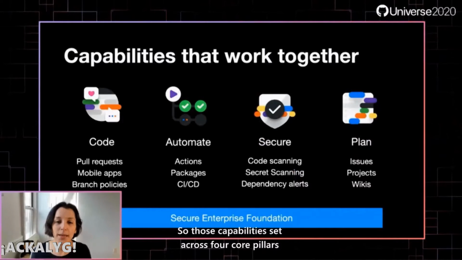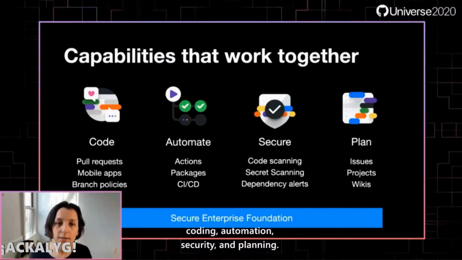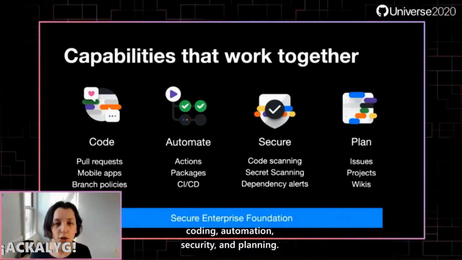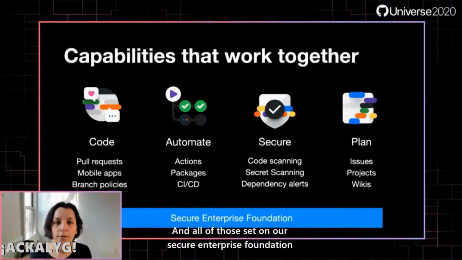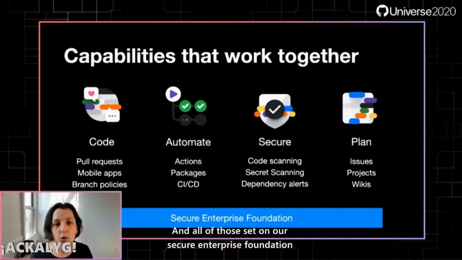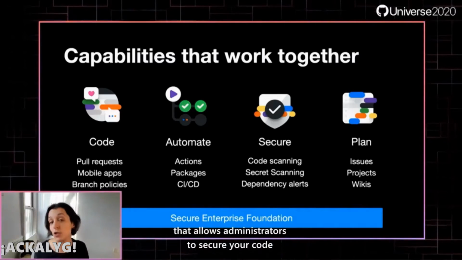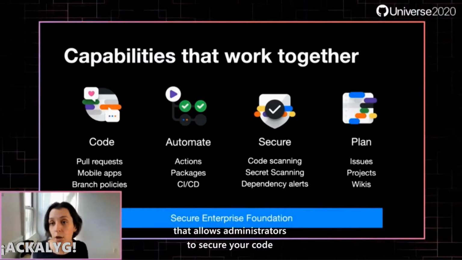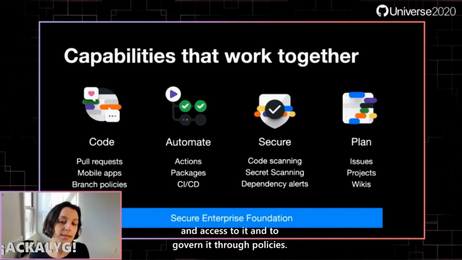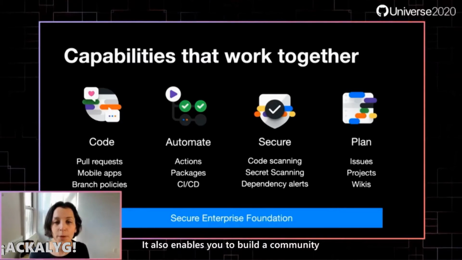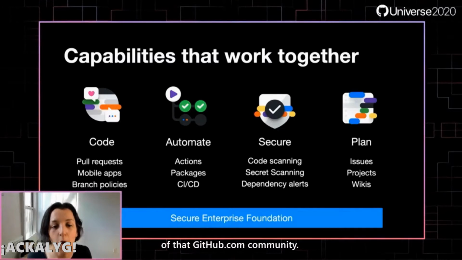So those capabilities sit across 4 core pillars: coding, automation, security, and planning. And all of those sit on our secure enterprise foundation that allows administrators to secure your code and access to it and to govern it through policies. It also enables you to build a community and crucially tap into the power of that github.com community.